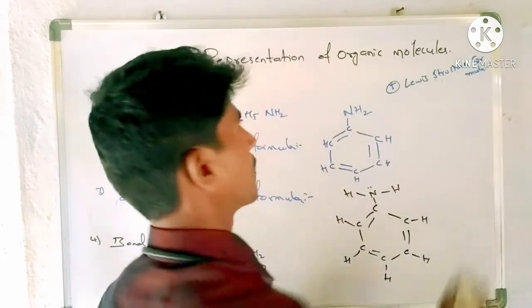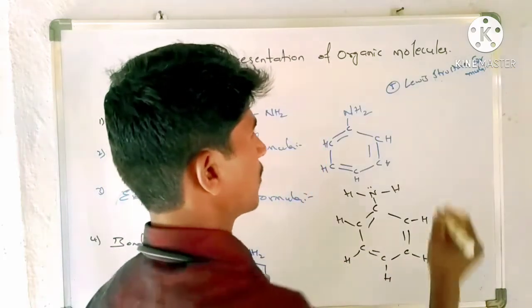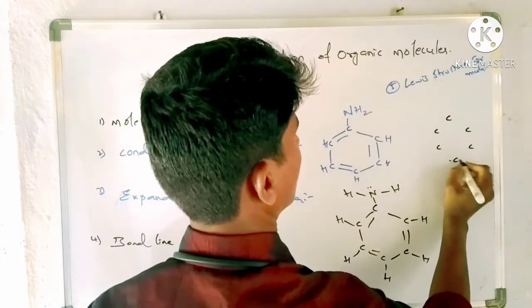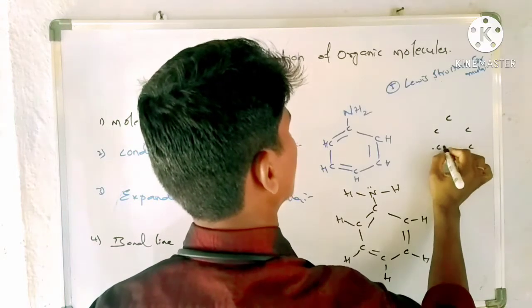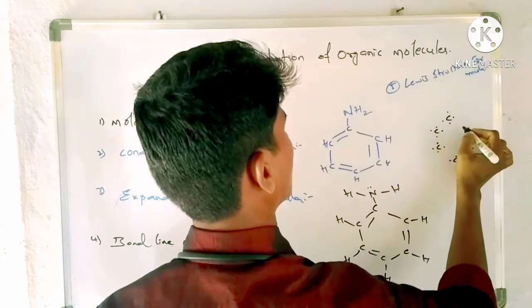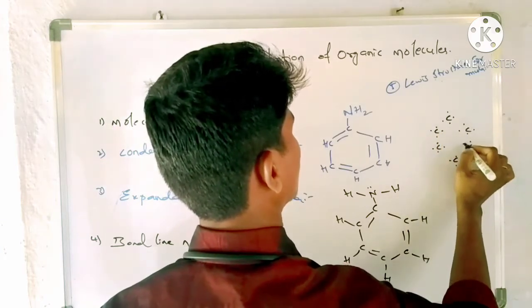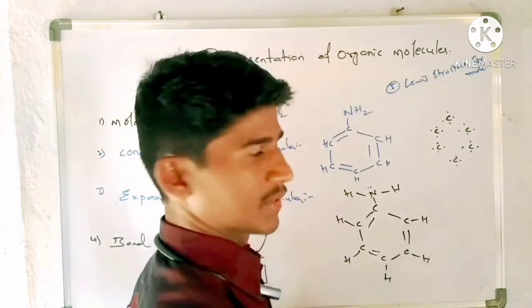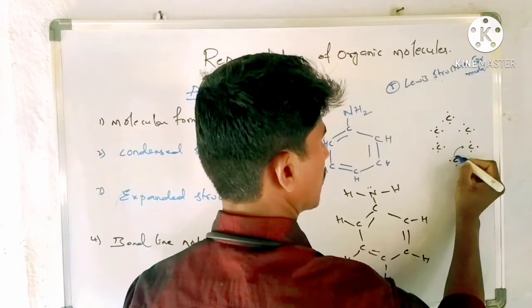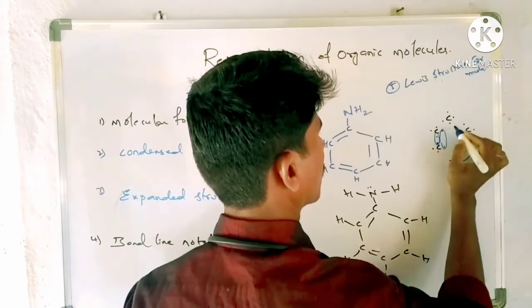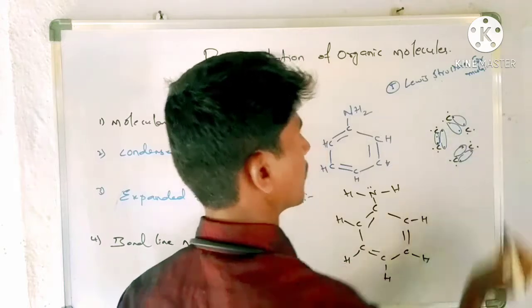Lewis structural formula. In the Lewis structure formula, here are carbon, carbon, carbon, carbon, carbon, carbon. Between the carbons, this is a bond, this is also a bond, this is also a bond.